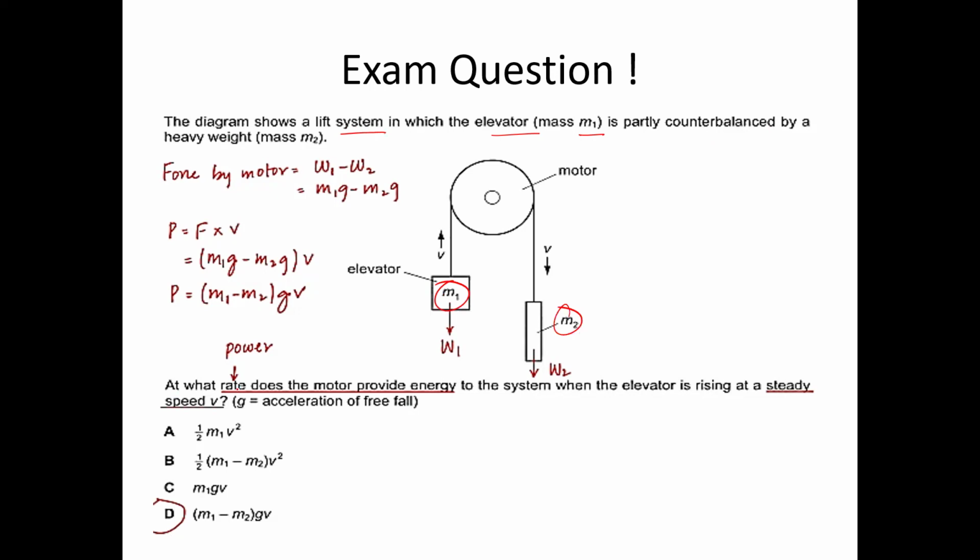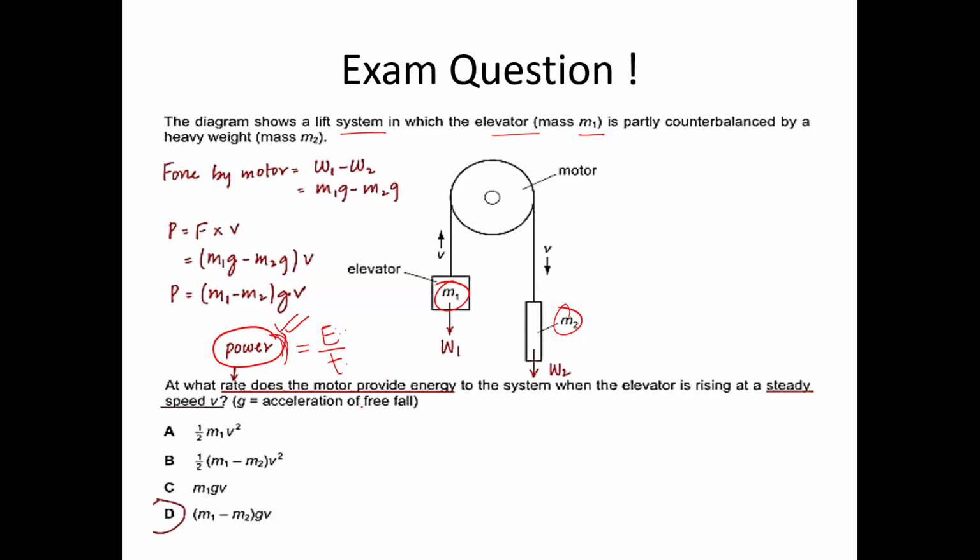The question says, at what rate does the motor provide energy? So when it is saying rate of providing energy, what is that representing? Rate of providing energy is known as power. If we are talking about energy over time, energy divided by time is known as power. So power will be equal to the rate of energy transfer.